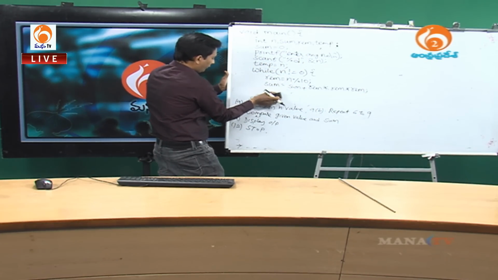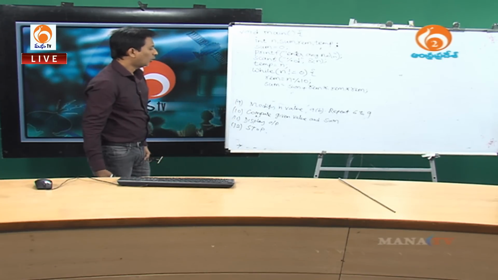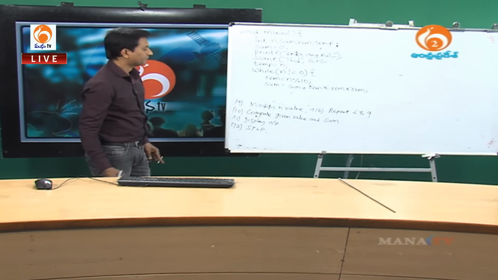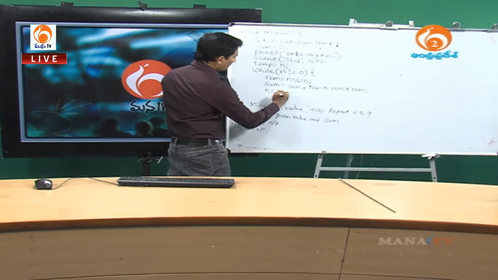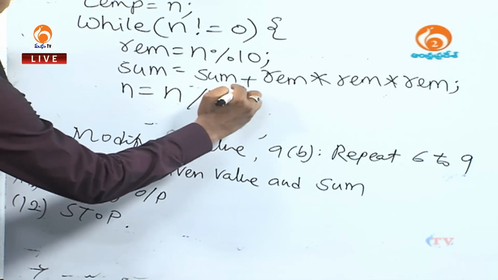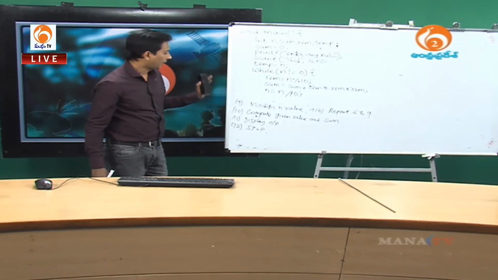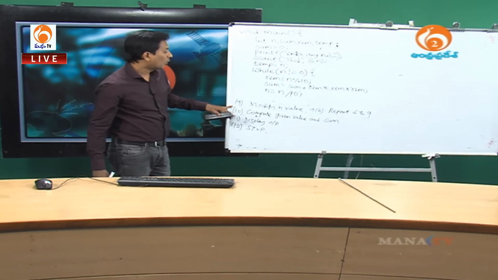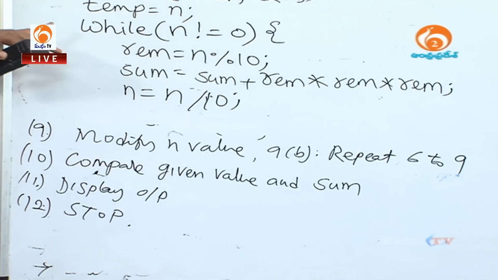Next we are going for step 9. Now we are going step 9, modify n value. Modify n value means n equal to n/10.